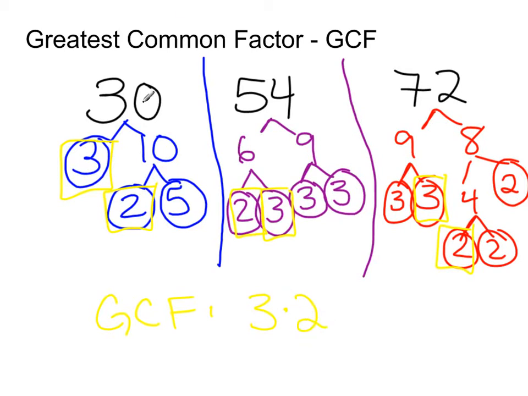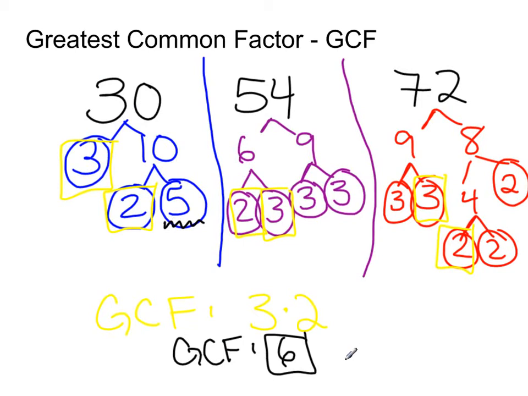And I'm usually using the smallest number to try to figure out what they all share. Since there are no more 3's here, I can't take another 3 because 30 doesn't have any more to give. There are no more 2's. Now I'll check 5. There's no 5 in 54, so right away that's not a common factor, so it's not included. So our GCF is going to be 3 times 2, and we get 6.